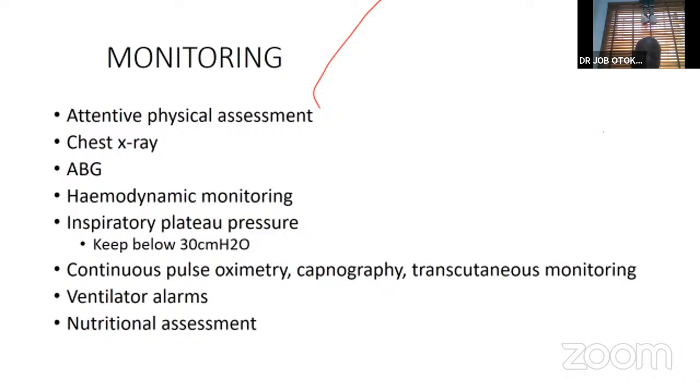And then we talk about the respiratory plateau pressure, and we must keep it below 30, and then continuous pulse oximetry, capnography, and transcutaneous monitoring. Ventilator alarms are key, visual or audible. These are things that must be assessed. Some ventilators can also assist with nutritional assessment, and it's quite important you also look at that.